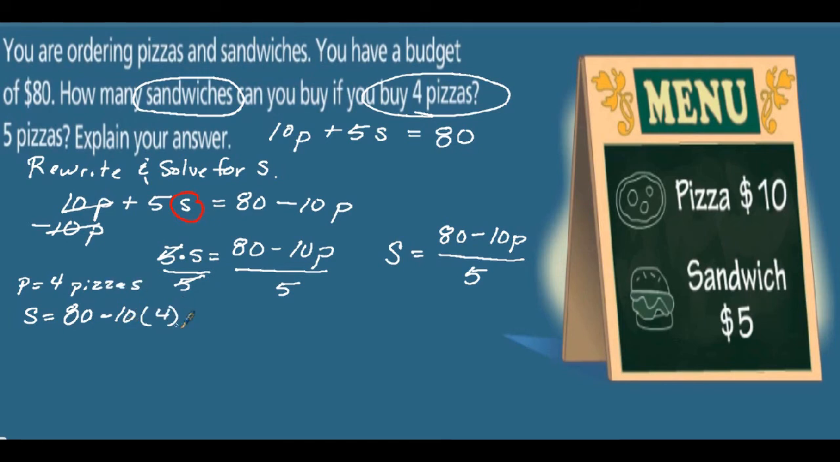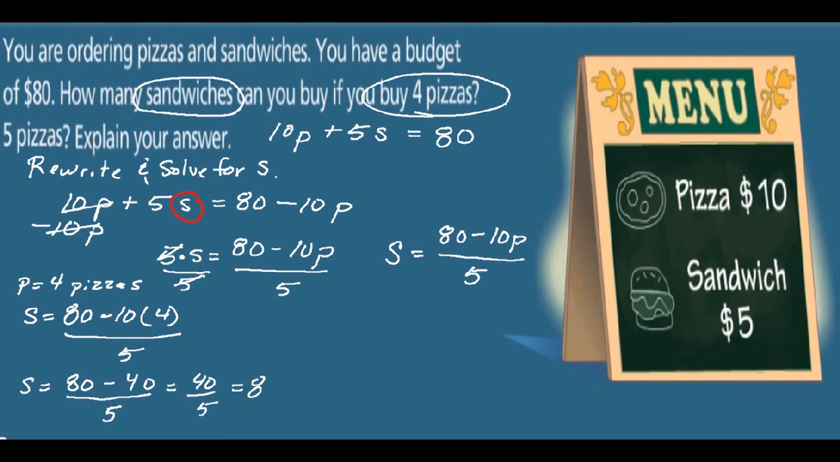So we're going to plug in 4 for P. So there's our formula, 10 minus 10 times P, all divided by the value of 5. So now let's simplify this. This is nothing more than S equals 80 minus 40, because 10 times 4 is 40, divided by 5. And so this is going to be 40 over 5, which is 8. Therefore, we could only purchase 8 sandwiches. Okay? Alright, let's do another one.